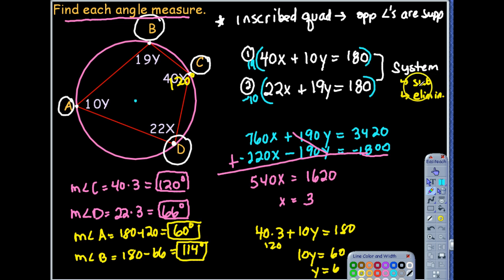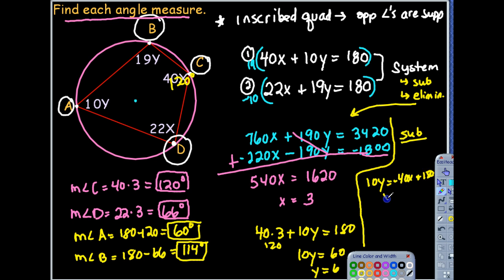Again, if you use the substitution method, you have to get one of the variables by itself. Just as a quick refresher, on that top equation I could have gotten y by itself pretty easily. I could have just subtracted my 40x and then divided by 10. What you end up with is y equals negative 4x plus 18. Then I would take that expression for y and put it in place of the y in the 22x plus 19y, and then solve to find the remaining variable.